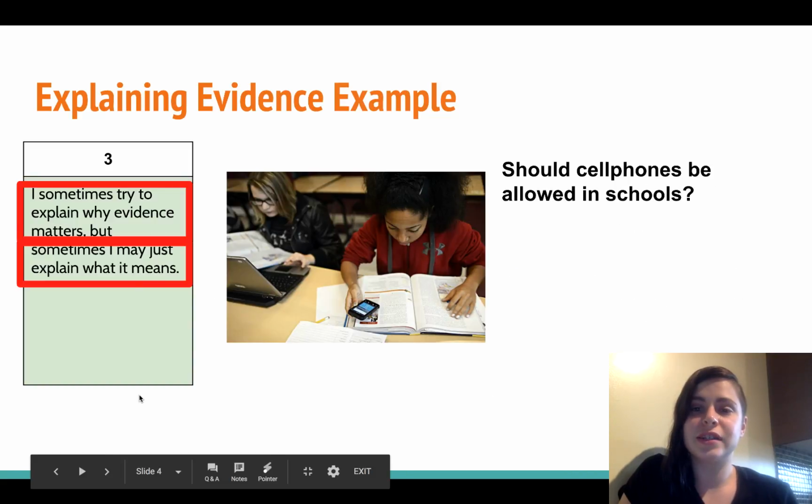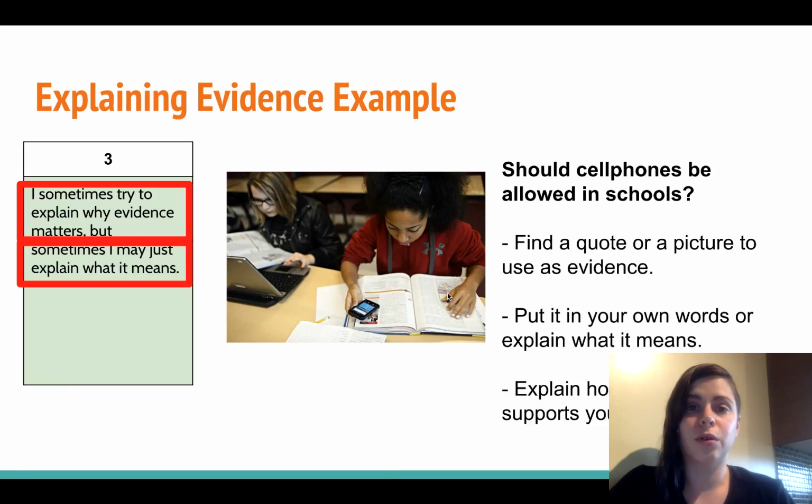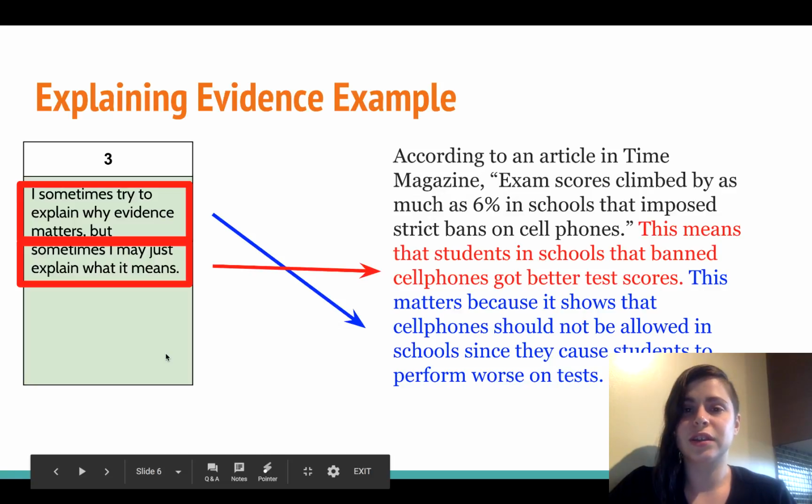So let's use an example with this question. Should cell phones be allowed in schools? So we're going to find a quote or a picture to use as evidence, depending on what we're looking at. We're going to put the quote in your own words or explain what it means, and then we're going to explain how the evidence supports your claim. So let's look at the example.